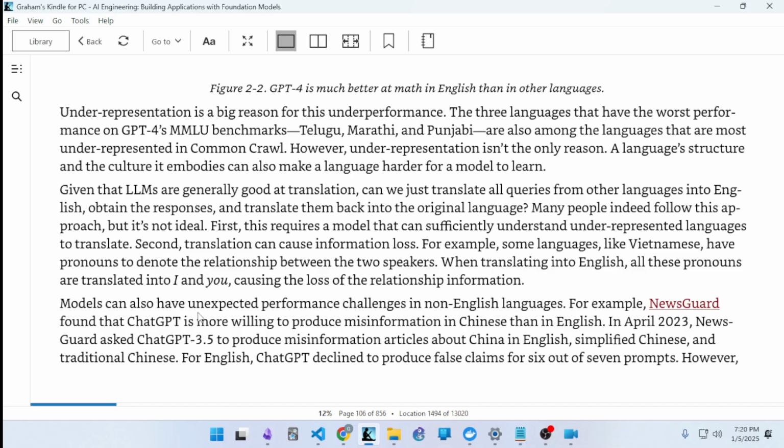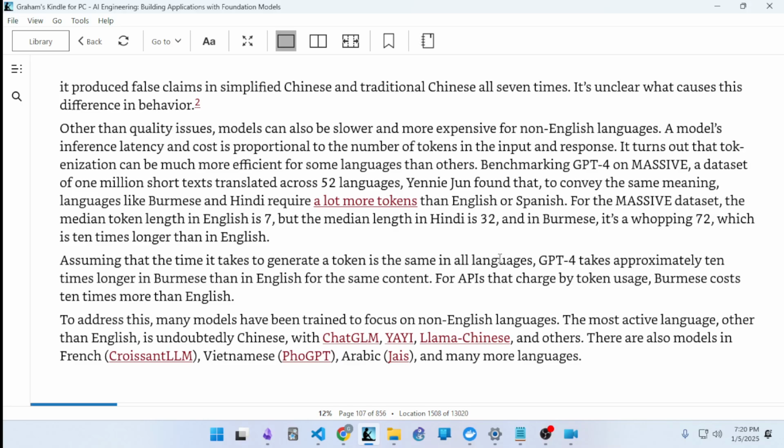Models can also have unexpected performance challenges in non-English languages. For example, NewsGuard found that ChatGPT is more willing to produce misinformation in Chinese than in English. In April 2023, NewsGuard asked ChatGPT 3.5 to produce misinformation articles about China in English, simplified Chinese, and traditional Chinese. For English, ChatGPT declined to produce false claims for 6 out of 7 prompts. That's interesting. However, it produced false claims in simplified Chinese and traditional Chinese all 7 times. That's really counterintuitive. It's unclear what causes this difference in behavior.